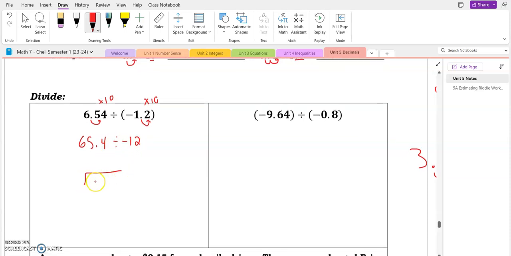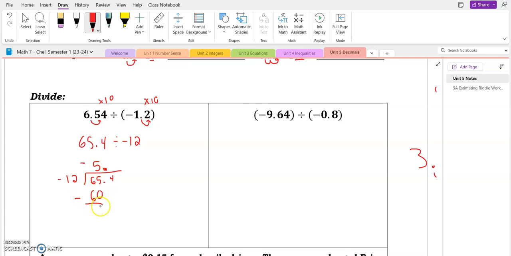And again, we can go ahead and put our 65.4 inside of our fraction bar, put our negative 12 on the outside. And really quick, we can see these have different signs, which means this is going to be a negative answer. So I'm just going to put a negative up here for the final answer, and I'm going to bring the decimal straight up. So 12 cannot go into 6, but it can go into 65 5 times. 12 times 5 is 60.